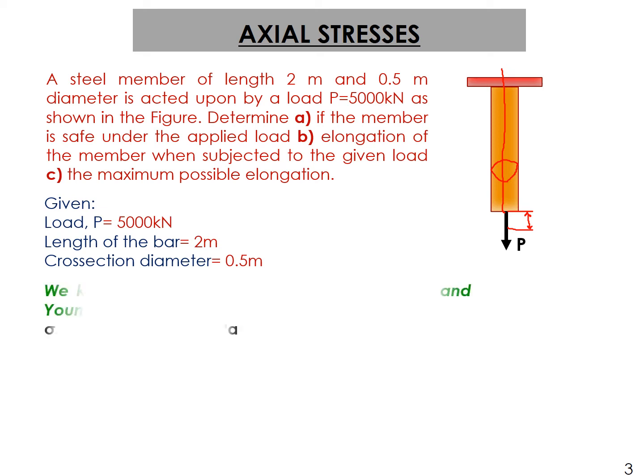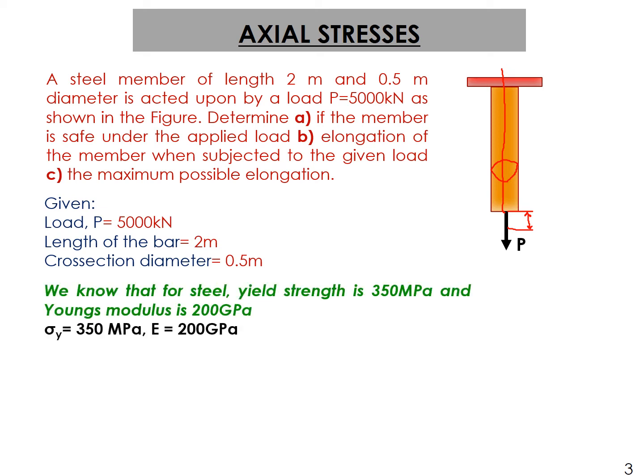So this is the given data. Now, since the material is steel, for steel we have yield strength equal to 350 megapascal, and the Young's modulus is 200 gigapascals. Since we need this data for our calculations, we can take it from the previous catalogs of the materials, which you can get easily from anywhere.